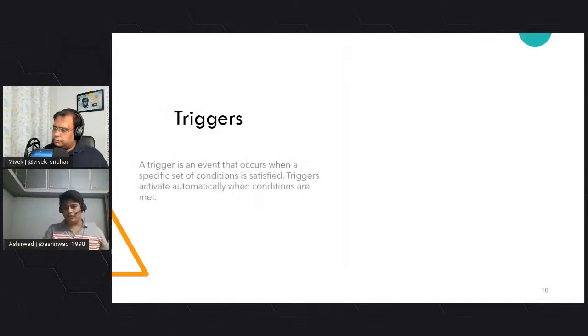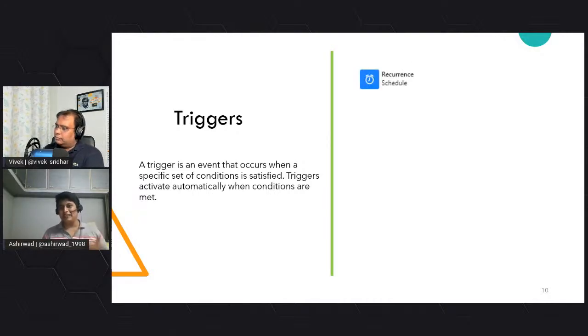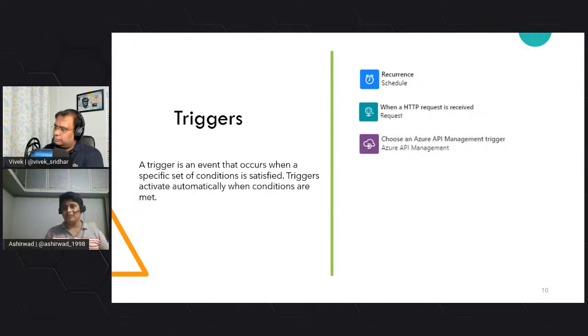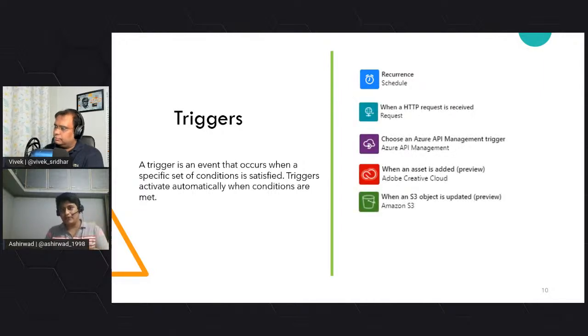Now, what are triggers? We have previously discussed that a trigger is basically an event that occurs when a specific set of conditions are satisfied. They can activate automatically when conditions are met. Bit technical, but I hope you already got what triggers are from the previous slides. These are some of the examples of triggers. So the recurrence trigger is part of the schedule connector. When an HTTP request is received is part of the request connector. Choose an Azure API management trigger is part of the Azure API management connector.